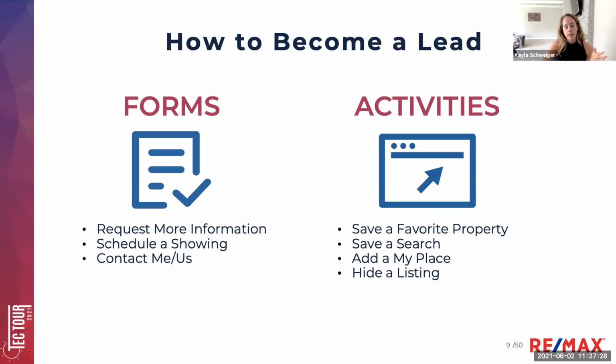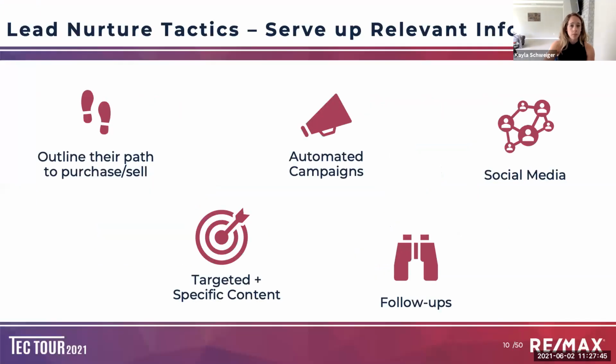So we talked about this in the last class, but as a reminder, this is how leads become a lead. They can either fill out a form on the various Remax websites, or they can perform specific activities like saving a search, hiding a listing, adding to their places, or favoriting a property. So as you likely know, when a lead becomes a lead, sometimes you will get relevant information that is going to be helpful. But oftentimes, more often than not, you're not going to be given all of the information that you need. You may be left guessing on what your next step should be.